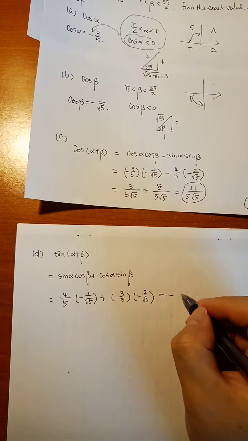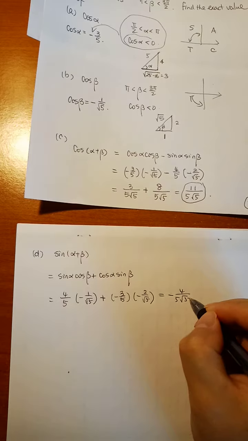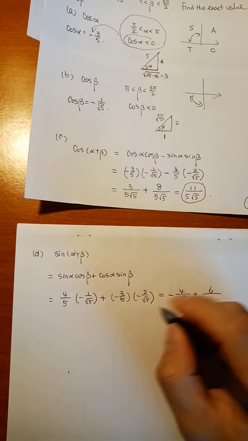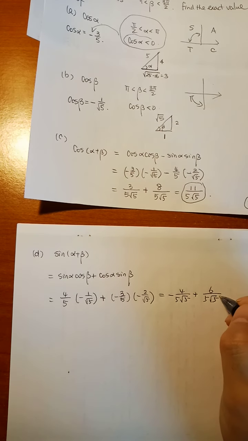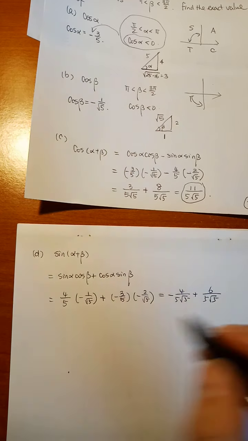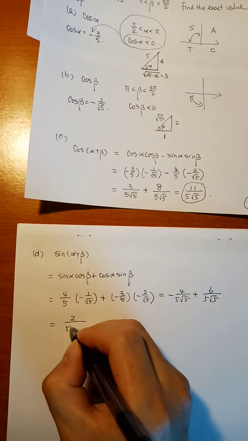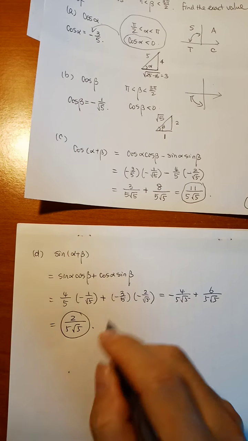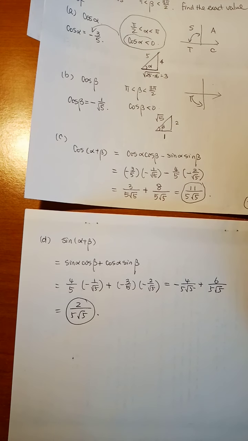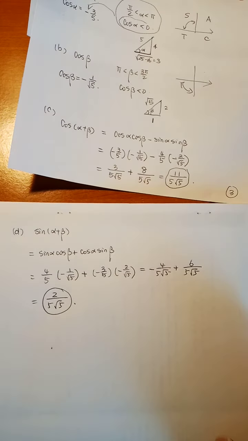So it's negative 4 over 5 root 5 plus 6 over 5 root 5. Here's minus, here's plus, so it's 6 minus 4. So the answer is 2 over 5 root 5. Don't simplify it in the exam. Just leave it as a final answer. Okay, so that's our evaluation.